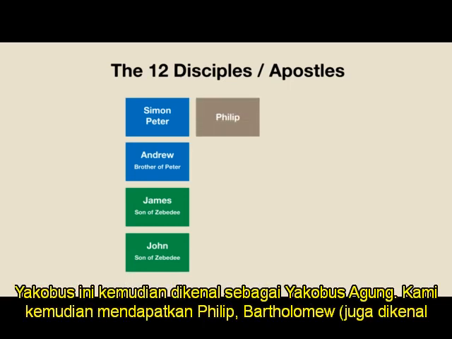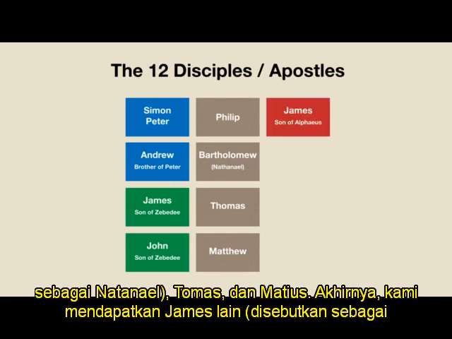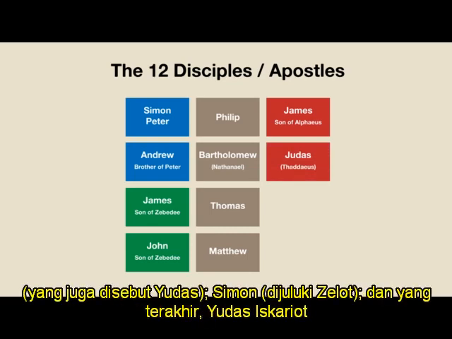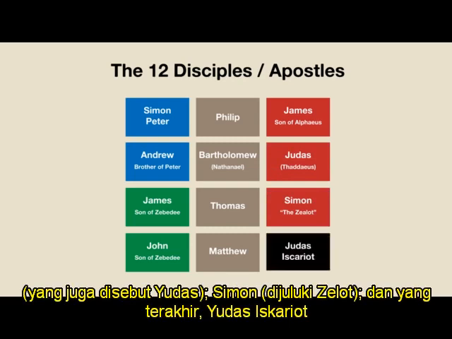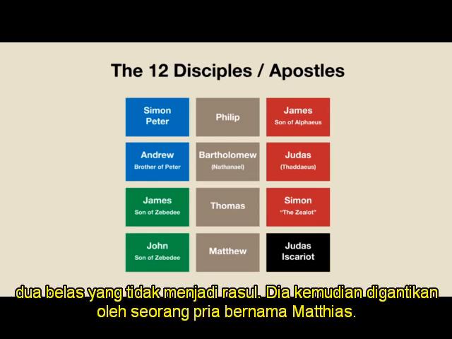We then get Philip, Bartholomew, also known as Nathaniel, Thomas, and Matthew. Finally, we get another James, mentioned as being the son of Alphaeus in order to distinguish him from James, the son of Zebedee. Then Thaddeus, who was also called Judas, Simon, nicknamed the Zealot, and last of all, Judas Iscariot. He comes last because he's the one who famously betrayed Jesus. He's the only one of the 12 who didn't become an apostle. He was later replaced by a man named Matthias.